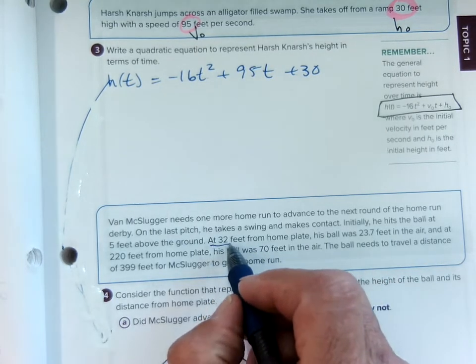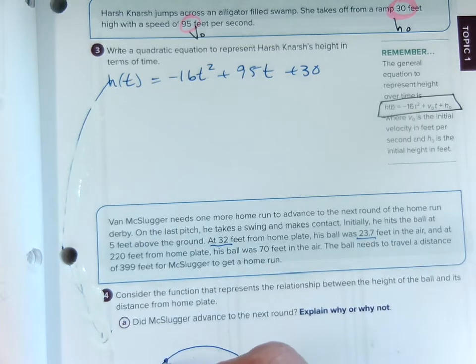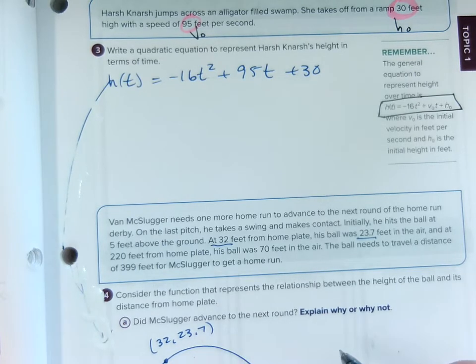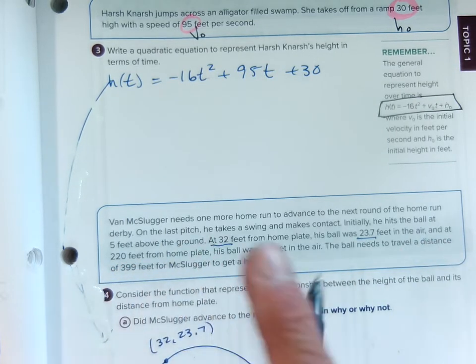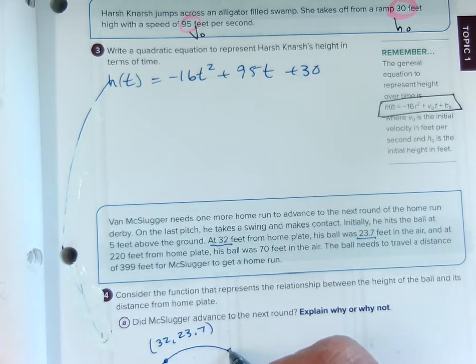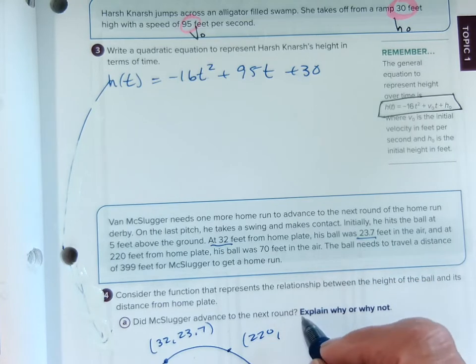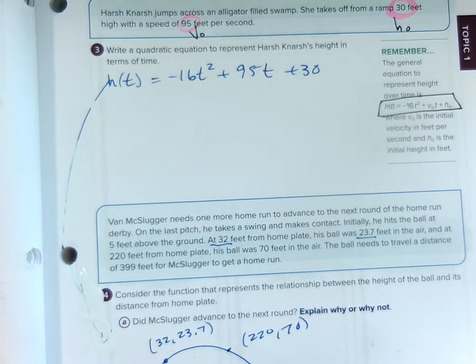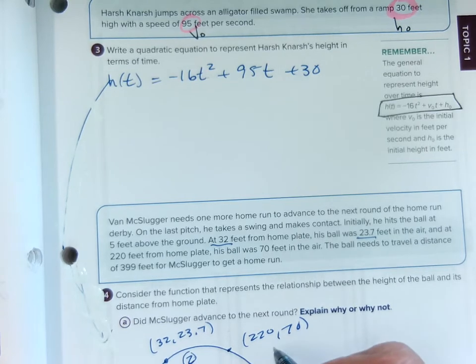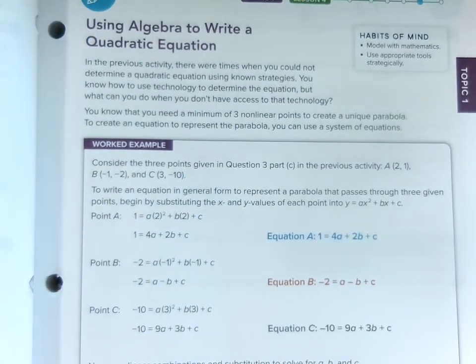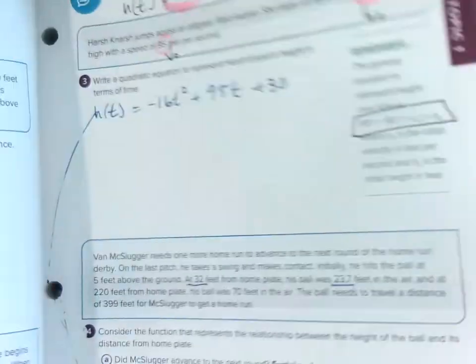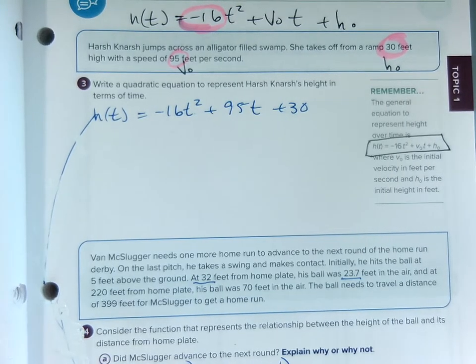23.7, right? 32 feet plus 23.5, so that's a second point. 23.7. And then we got another point. And at 220 feet from home plate, his ball was 70 feet in the air, so probably right about here maybe. That's 220 feet and 70 feet in the air. Okay, so again, you've got 3 points. Point A, point B, point C, and you would have to do the 3 equations, 3 unknowns to get an answer.